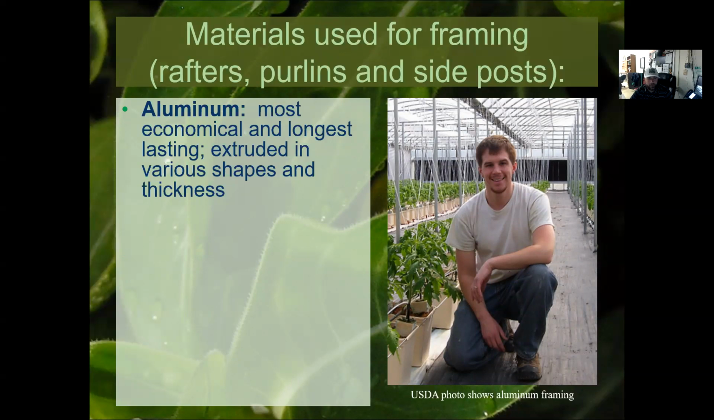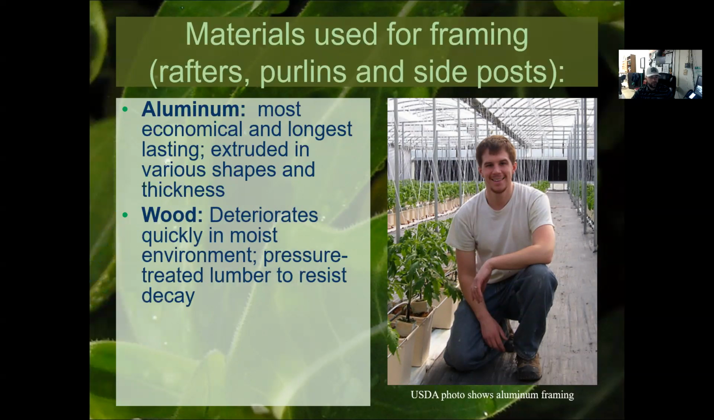Aluminum is the most economical and longest lasting. Aluminum is getting more expensive over the last few years, so sometimes greenhouse growers will save a buck, but they won't have something in the long run. So wood deteriorates pretty quickly. I would highly recommend not using wood. I know on our current greenhouse, we have to replace the wood every few years around the door frame just because there's so much use.